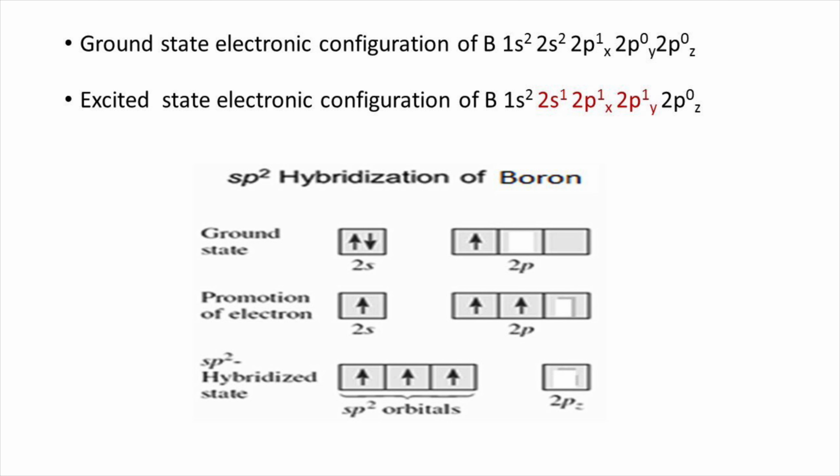Here the ground state electronic configuration of boron atom is 1s2 2s2 2px1. The excited state electronic configuration of boron atom is 1s2 2s1 2px1 2py1. Here one of the 2s electrons gets promoted to 2p. Now the 2s orbital and two 2p orbitals undergo hybridization to form sp2 hybridized orbitals.